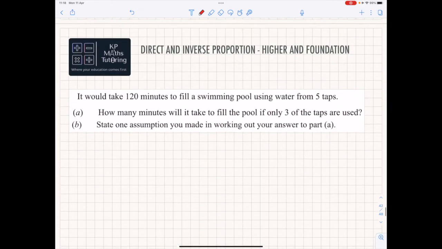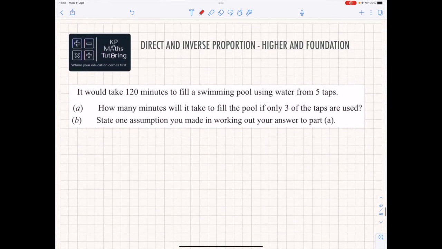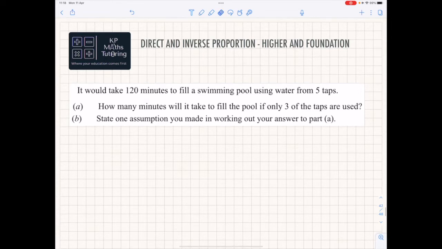So let's move on now to a couple of other example questions that you might get. This is a really common question that comes up in the GCSE Foundation and in Higher. So these values are inversely proportional to each other. This is very similar to what we did at the start when we were looking at inverse proportion. If it's taken 120 minutes to fill a swimming pool with 5 taps, so we say 5 taps is equal to 120 minutes.